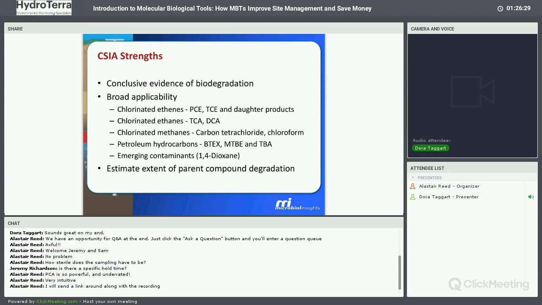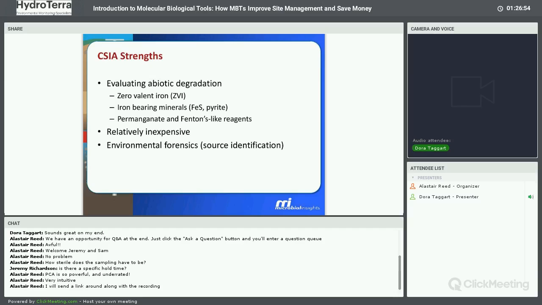CSIA has been used successfully over the past 5 to 7 years to really help provide a line of conclusive evidence of biodegradation. And I think you'll see that very clearly in that document from the US EPA. It's applicable to a wide variety of compounds, from chlorinated ethenes to 1,4-dioxane. And it's a great tool that we can use to understand the extent of degradation of our parent compounds at the site. It's also one of the few tools that we can use to help us understand abiotic degradation. So if you're adding ZVI or other iron-bearing minerals, this is a great tool to use to help you understand how much fractionation is happening. And to get this amount of information, it is relatively inexpensive. It's also a tool that we can commonly use to help us in our site management decisions and help us differentiate sources. So it's one of the few forensic type tools that we can use for source identification.